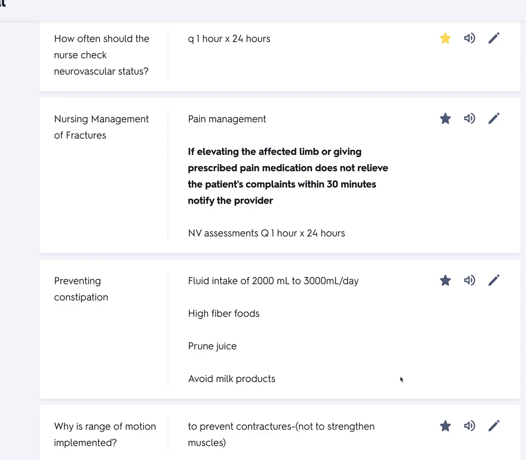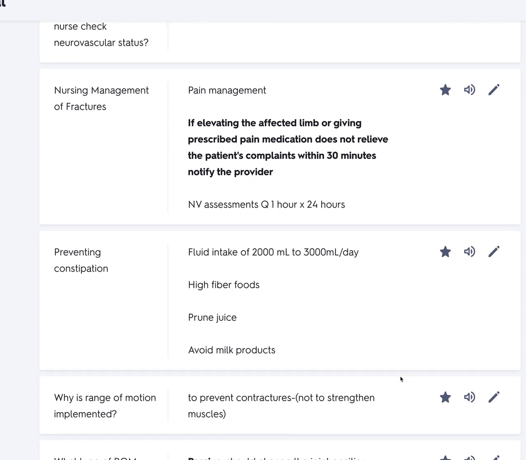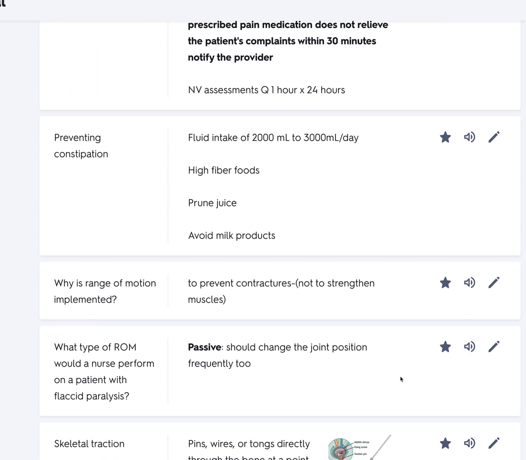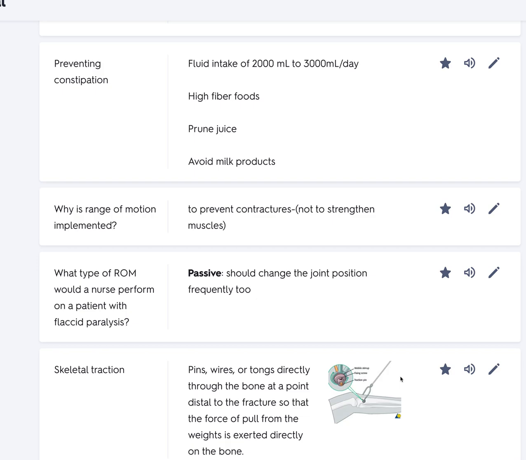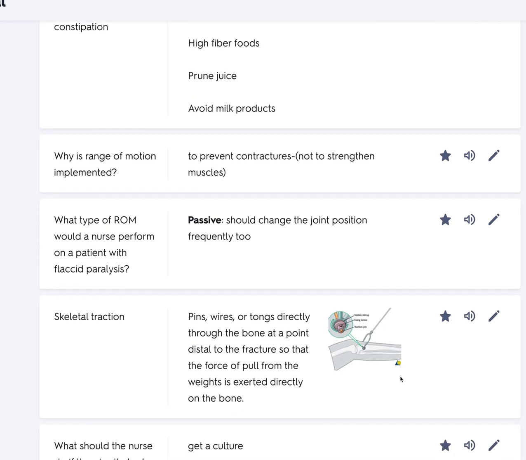All right. Anybody that has had trauma, has a fracture, or is going to need surgery, or is going to be immobile, is going to be at risk for constipation. So they need to drink a lot of fluids, eat high fiber foods, and avoid cheese and milk and dairy. That can cause constipation.